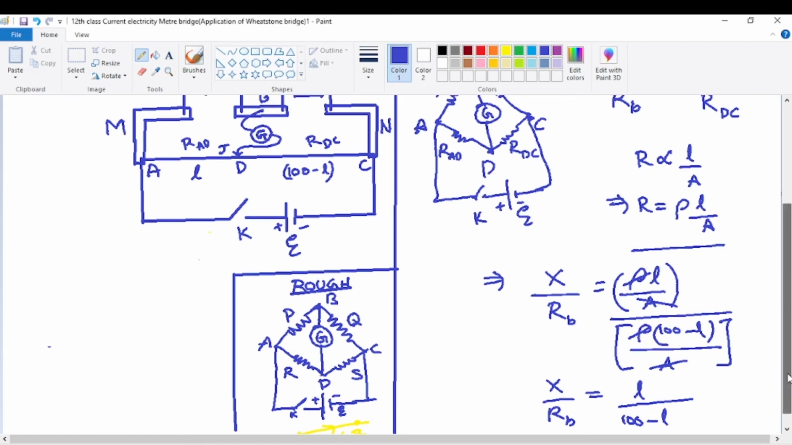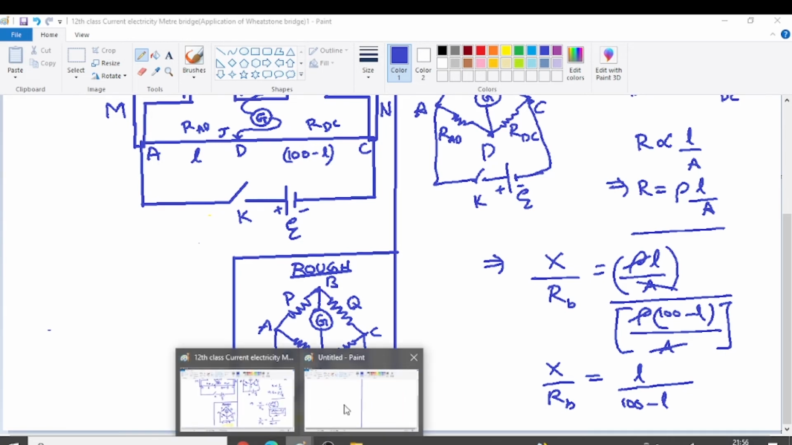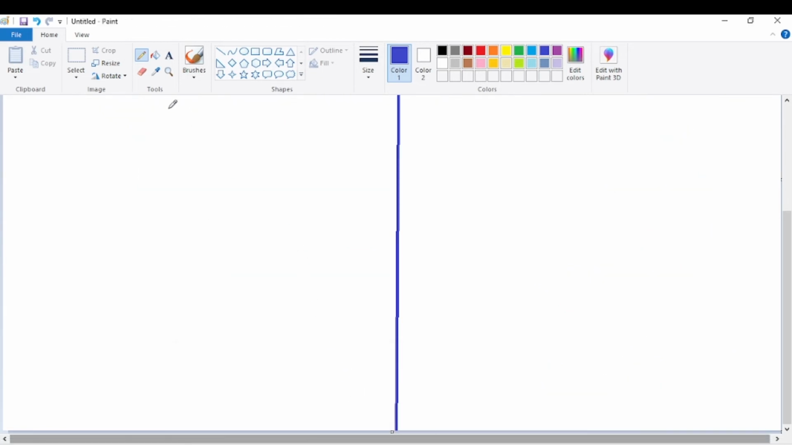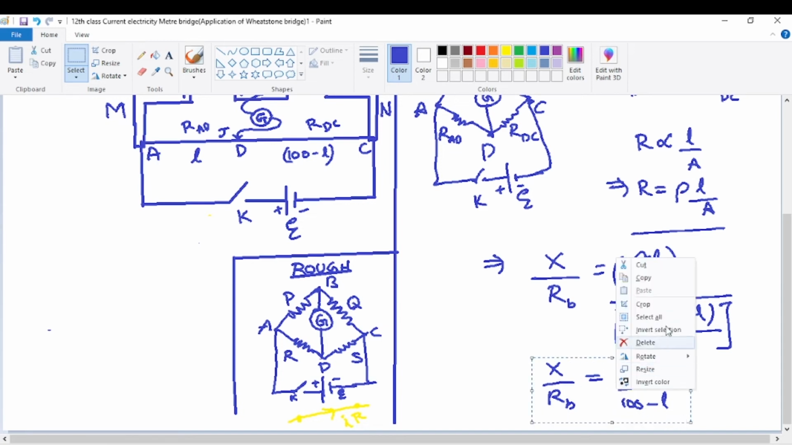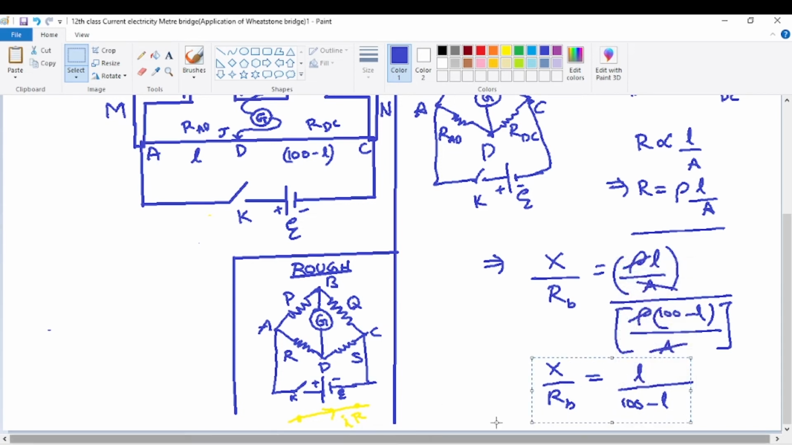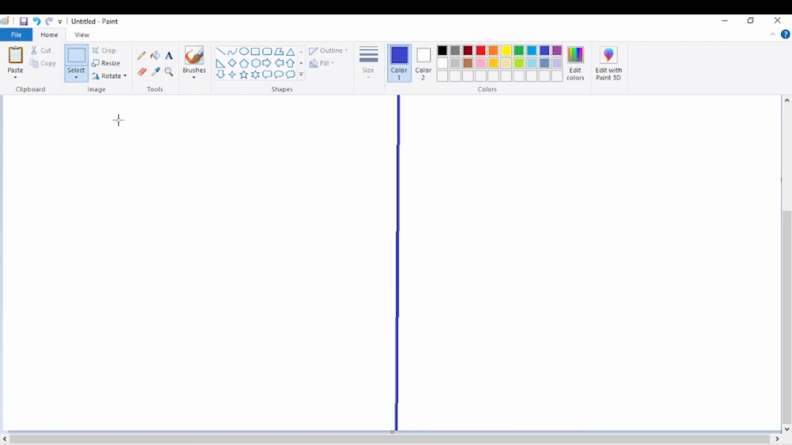Actually there is no place here, so I'll go to the next page. Only one step will be there in the next page, not much. So we already got this step; I'll just copy and paste it here so that it will be directly visible. In the next step itself, we'll be getting the answer.